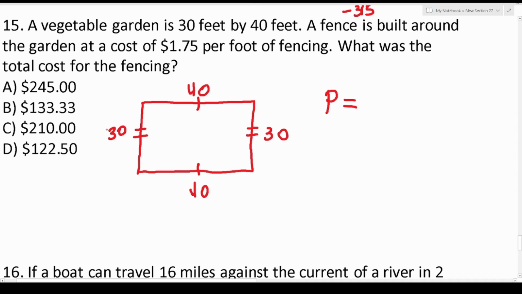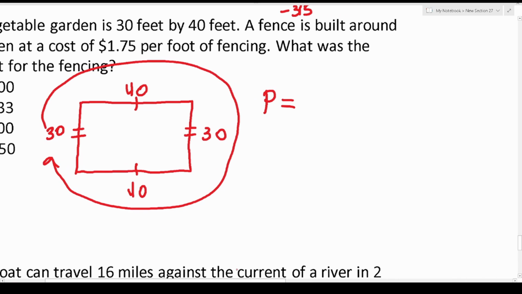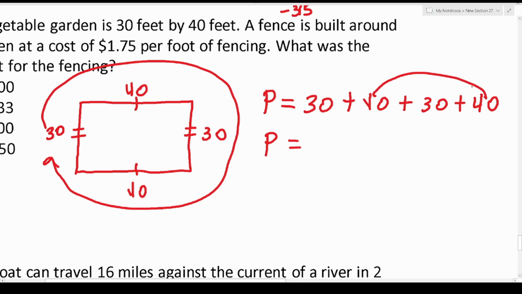Well, as we've seen in this video already, to find the perimeter, you just add up all the sides. So this becomes 30 plus 40 plus 30 plus 40. And let's go ahead and add those up. It's not that hard to do this one mentally. 40 and 40 is 80. 30 and 30 is 60. Again, 6 plus 8 would be 14. Therefore, 60 plus 80 is going to be 140. So it's going to take 140 feet of fencing to enclose this garden.